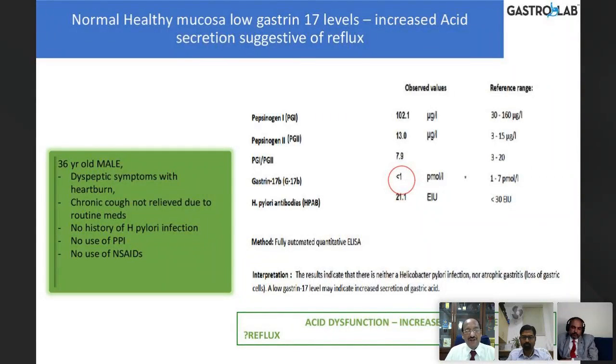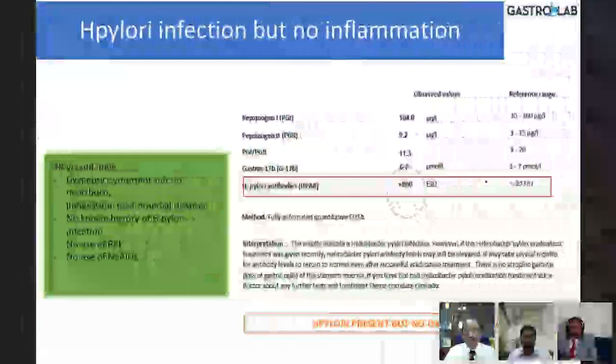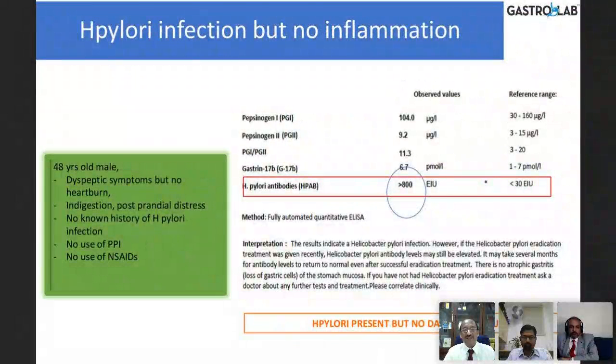On the other hand, if there is hyperacidity, there is more reflux, and because of more relaxation of the LES, this can be easily detected by impedance pHmetry, but nevertheless can also be detected by testing the gastrin 17B, which is low. Here in this case, these pepsinogens are normal, but H. pylori antibodies are very high.